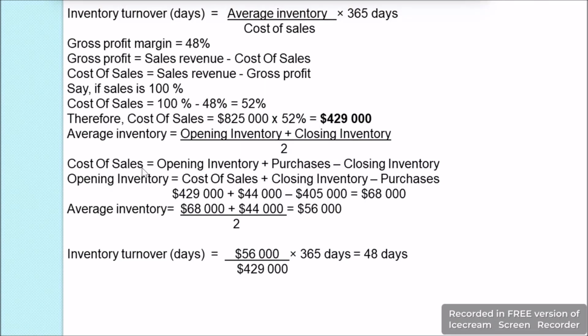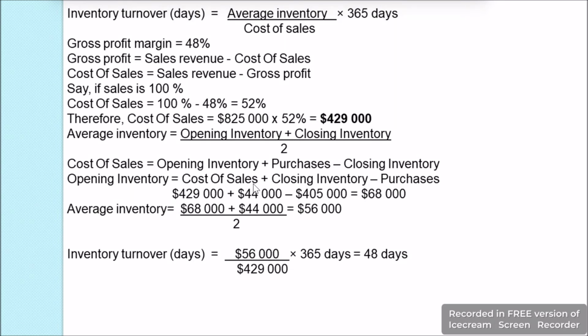For cost of sales, we have a formula which is equal to opening inventory plus purchases minus closing inventory. So we are going to take the purchases to the other side. Here it is in addition, there it will be in subtraction, and the closing inventory to the other side. Here it is in subtraction and there it will be in addition. So our opening inventory will be equal to cost of sales plus the closing inventory minus the purchases.